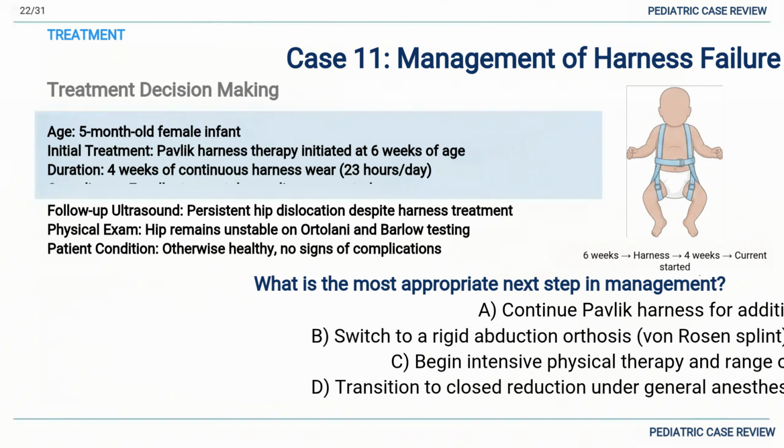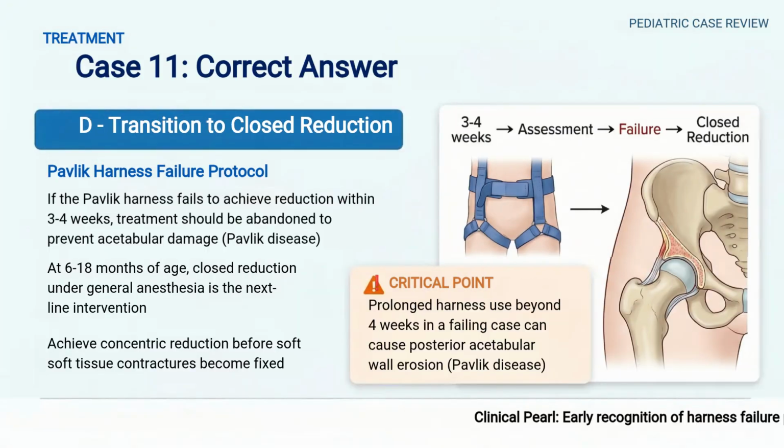Option A, continue Pavlik harness for an additional 4 weeks with closer monitoring. Option B, switch to a rigid abduction orthosis such as a von Rosen splint. Option C, begin intensive physical therapy and range of motion exercises. Option D, transition to closed reduction under general anesthesia. The correct answer is D, transition to closed reduction under general anesthesia.